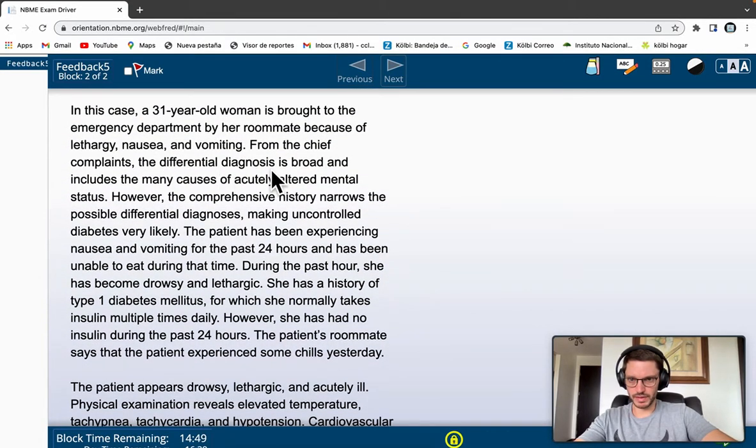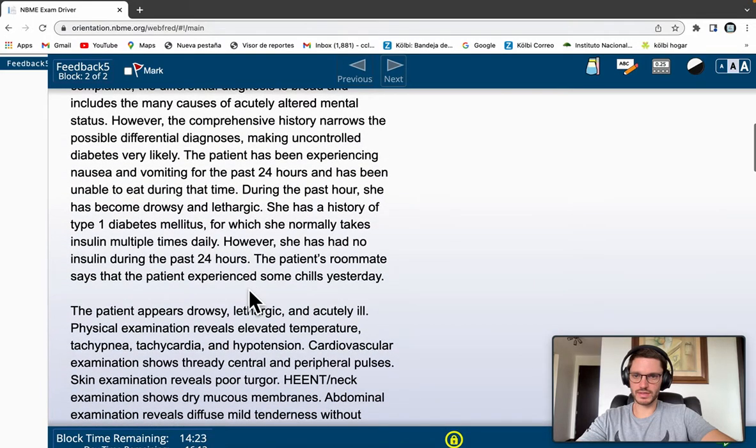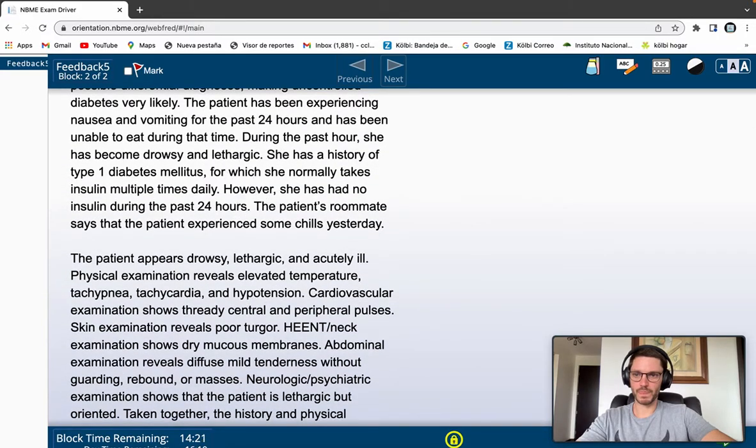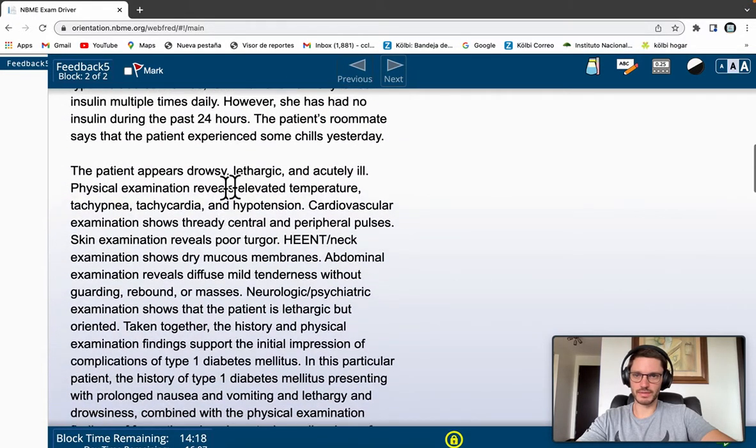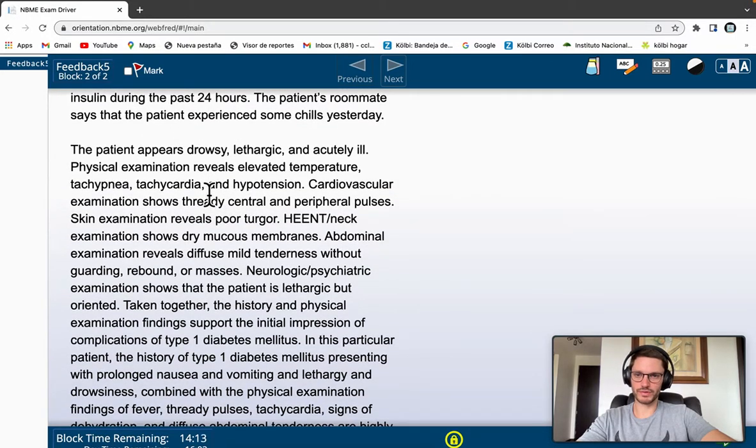Let's see. Chief complaint: the differential diagnosis is broad and includes many causes of acutely altered mental status. However, the comprehensive history narrows the possible differential diagnosis, making uncontrolled diabetes very likely. Yeah, we know that. The patient has been experiencing nausea and vomiting for the past 24 hours and unable to eat. During the past hour, she has become drowsy and lethargic. She has a history of type 1 diabetes, for which she takes insulin multiple times. However, she has had no insulin in the past 24 hours.